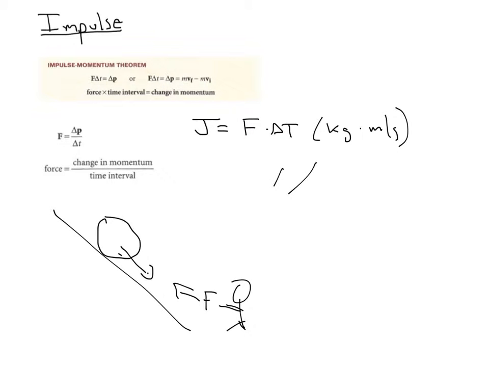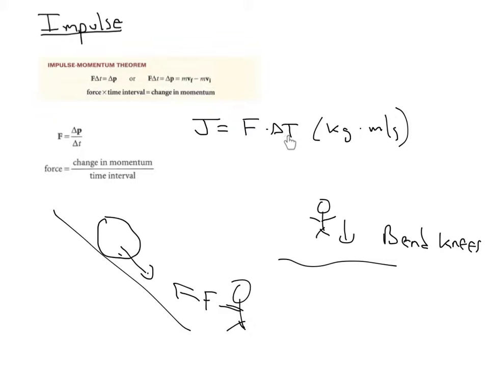So what's the implication of impulse? Well, a lot of things. For example, when someone is jumping in the air and they're on their way down to the ground, when they land, they bend their knees. Why do they bend their knees? Well, you bend your knees because you want to increase the time over which you're applying the force. And if you increase the time, it doesn't take as much force to slow you down.